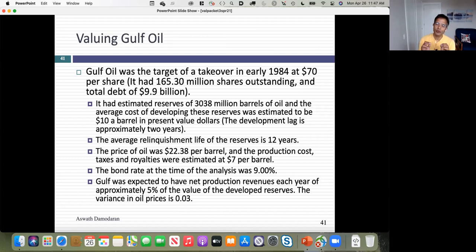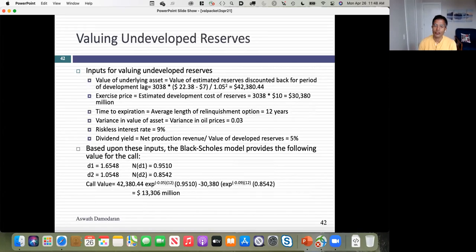Variances will tend to be really low numbers because if we have a 20% standard deviation, it's 0.2, right? 0.2 squared is 0.04. It's not 0.4, it's 0.04. So in a sense, when you look at variances, you're going to see very low numbers, 0.02, 0.03, 0.04. In this case, the variance is 0.03. I have everything I need to value these reserves as options.